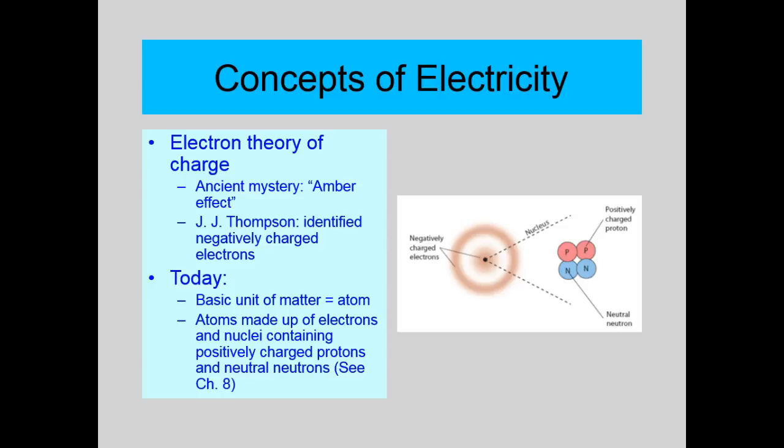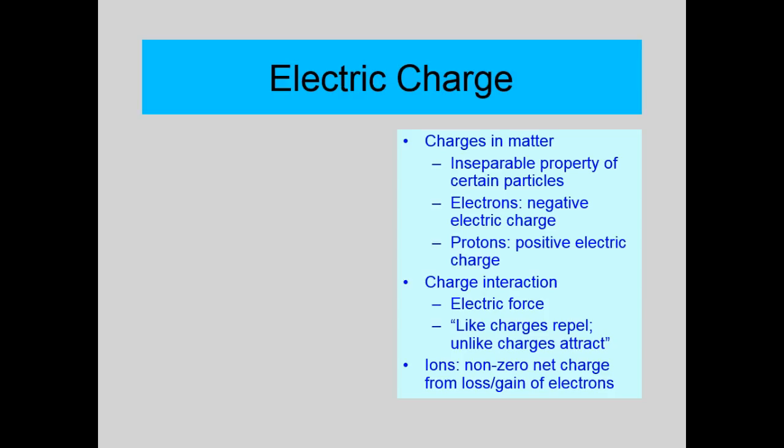Atoms are made up of electrons and nuclei. The nuclei contain positively charged protons, neutral neutrons, and basically all the mass. Almost the entire mass of the atom is concentrated on that tiny little nucleus. And most of the volume is occupied by these 2 floating around electrons that have almost no mass. A little amount, but like 1/10,000th the mass of a proton or a neutron. Just really, really tiny. Now, Chapter 8 goes into this in more detail. Hopefully we'll get there before the end of the term.